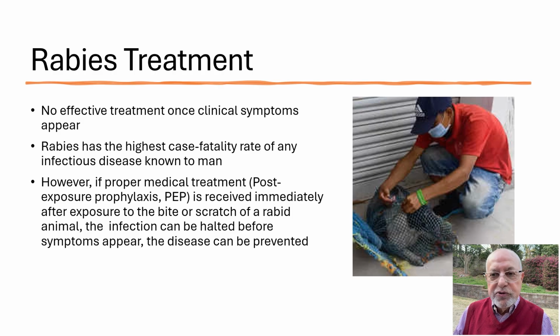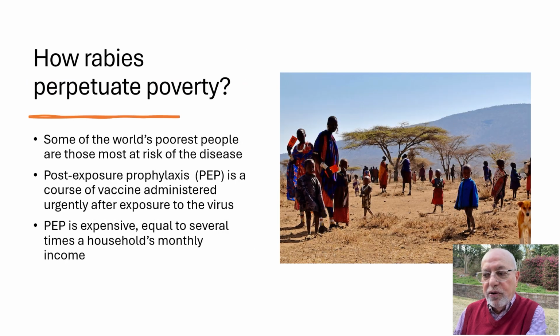Now, there's no effective treatment once the symptoms appear in the affected animal or person. There is post-exposure prophylaxis: if a person or an animal is bitten, the person can get a series of injections to halt that infection, and the person would not get those symptoms, and hopefully will be saved. Now it's very interesting to see how rabies perpetuates poverty.